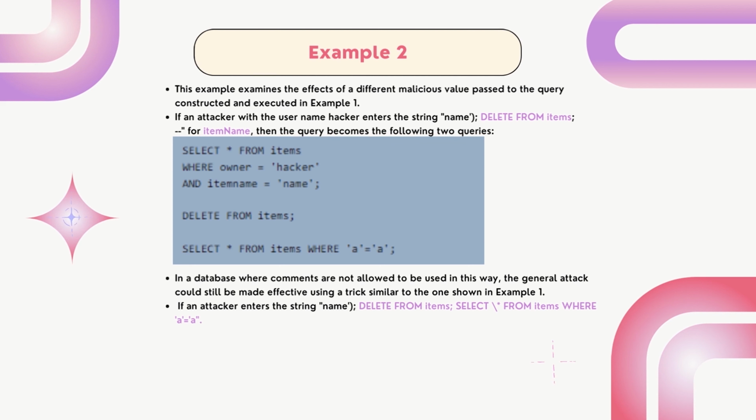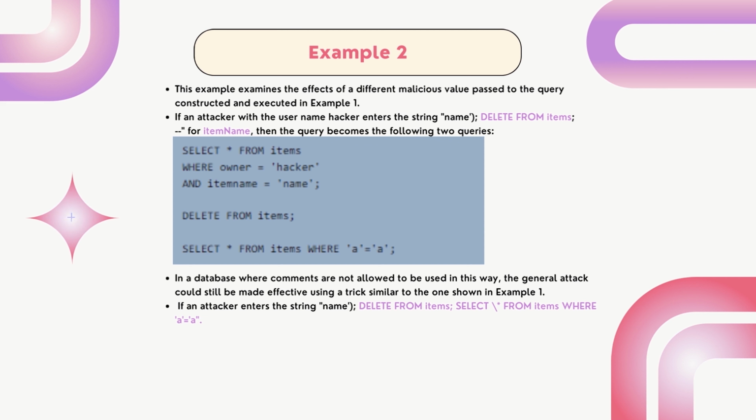In the next example, it examines the effect of a different malicious value passed to the query constructed and executed in example 1. If an attacker with the username hacker enters the string name'; delete from items; -- for item name, then the query becomes the following two queries, which is shown in the picture. The SQL statement delete from items -- is an example of a potentially harmful SQL injection attempt.